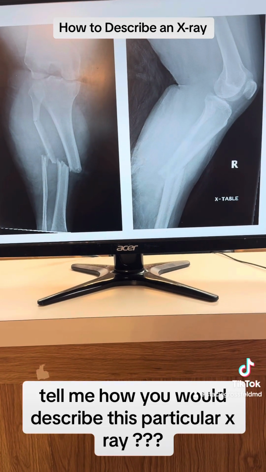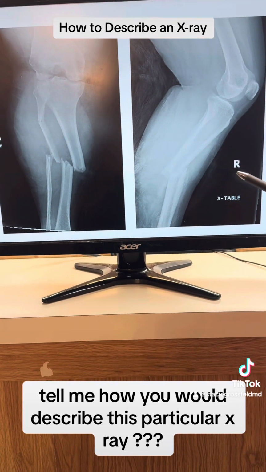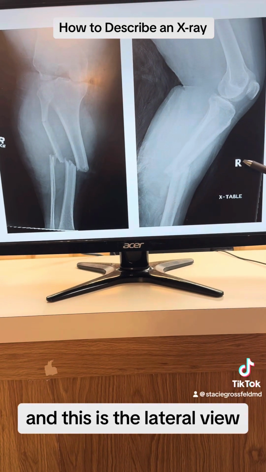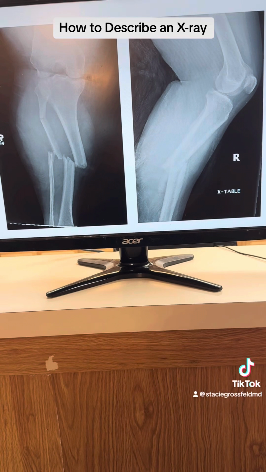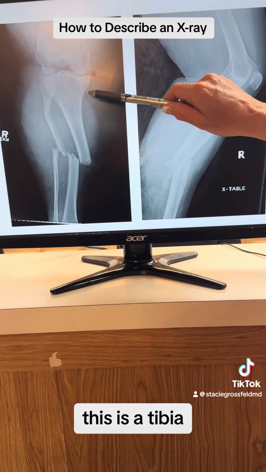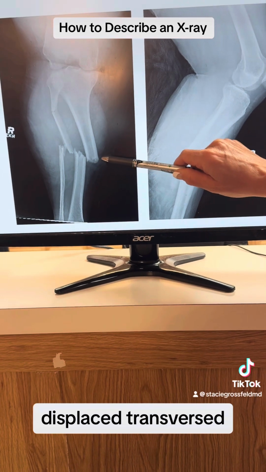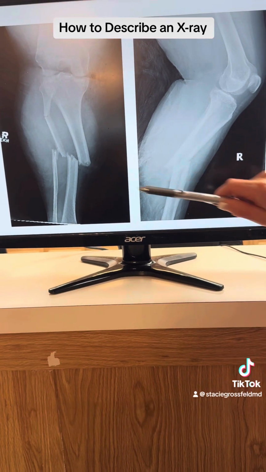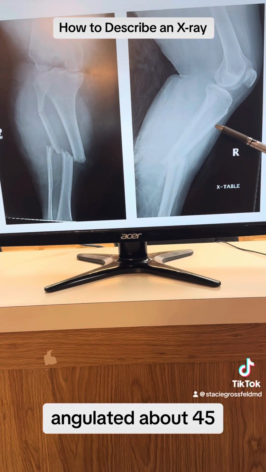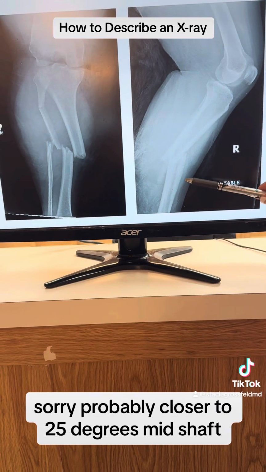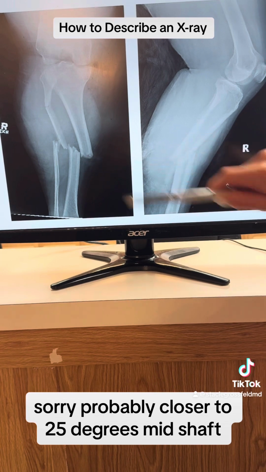Tell me how you would describe this particular x-ray. This is the AP, and this is the lateral view. This is a tibia, tib-fib, displaced, transverse, angulated about 45, probably closer to 25 degrees, midshaft.